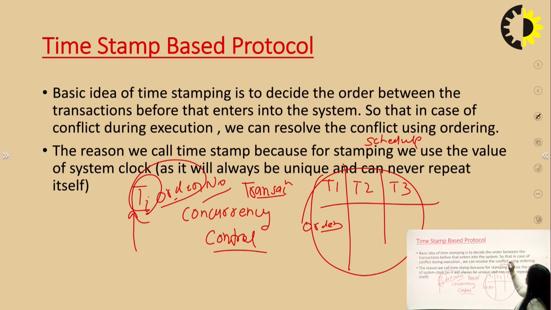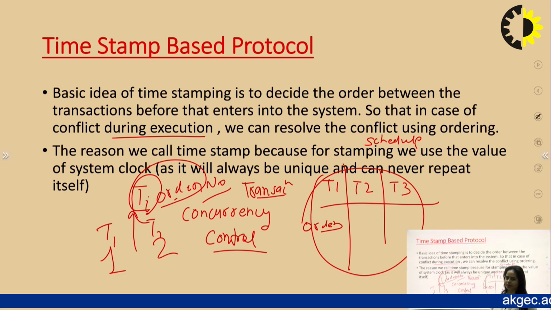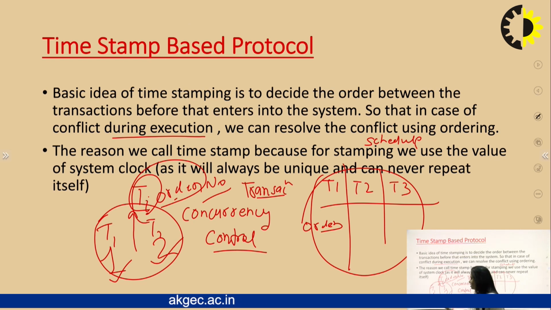Why do we do so? So that in case of conflict during the execution, we can resolve the conflict using the order. What does it mean? If we have two transactions T1 and T2, suppose transaction T1 comes at number 1 and transaction T2 comes at number 2. These are the stamps of these two transactions. Now, if we find any conflict during the execution, transaction T1 is executed before transaction T2, because its stamp is lesser than the stamp of transaction T2. That is the meaning of this statement.